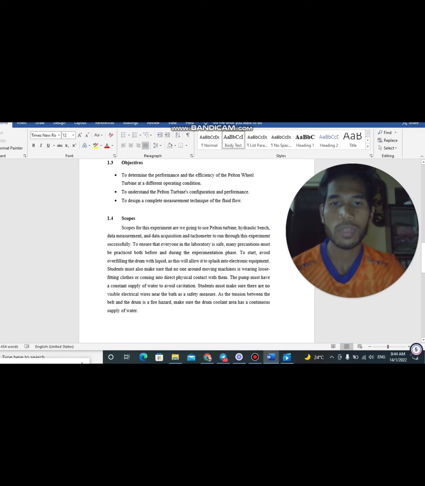For the scope, first, avoid overfilling the drum with liquid, as this will allow it to splash into electronic equipment. Students must also make sure that no one around moving machinery is wearing loose fitting clothes or coming into direct physical contact with them. The pump must have a constant supply of water to avoid contamination.